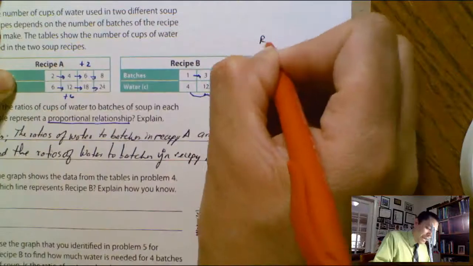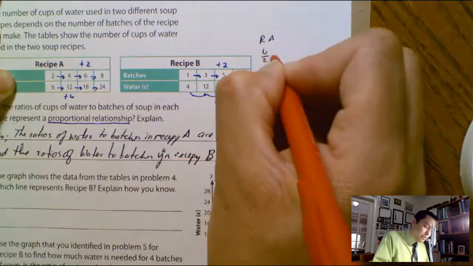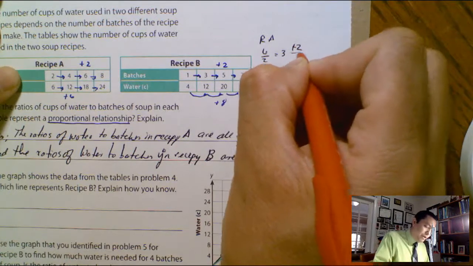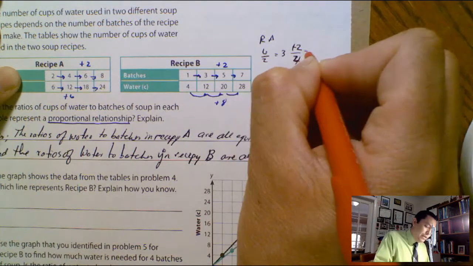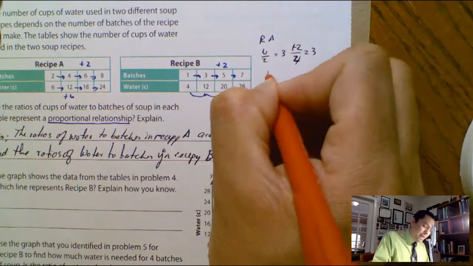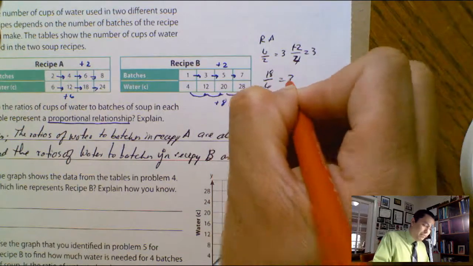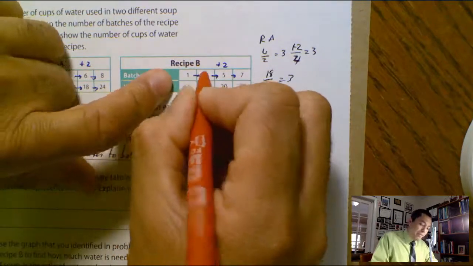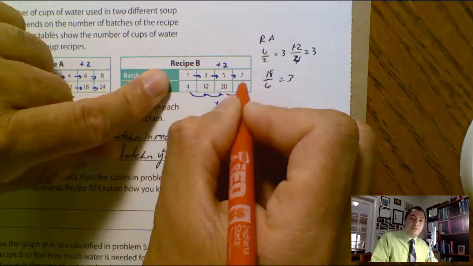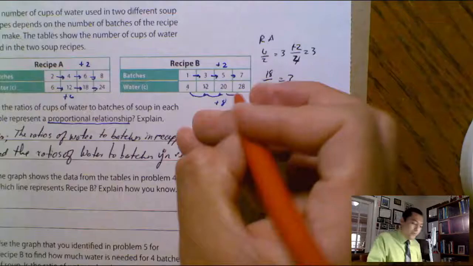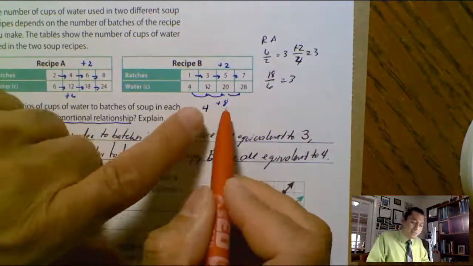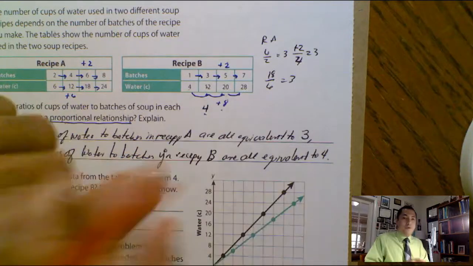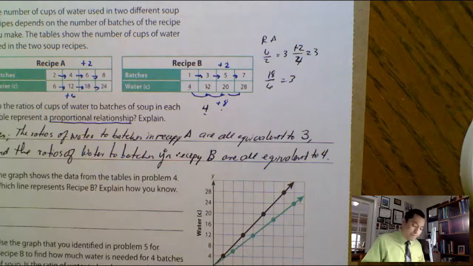In recipe A, 6 divided by 2 is equal to 3. 12 divided by 4 is equal to 3. 18 divided by 6 is equal to 3. And then we go to the second table: 4 divided by 1, 12 divided by 3, 20 divided by 5, 28 divided by 7, all are equal to 4. And look at this one, constant rate of change, 8 and 2. 8 divided by 2, 4. So it's a proportional relationship.